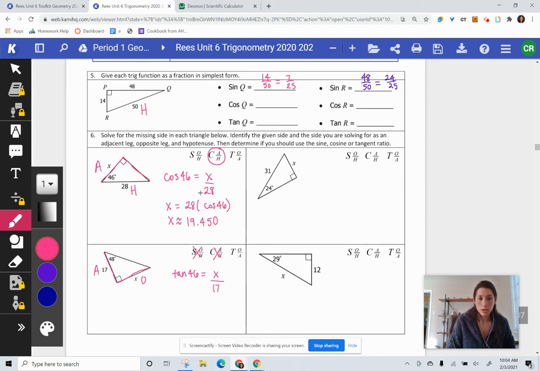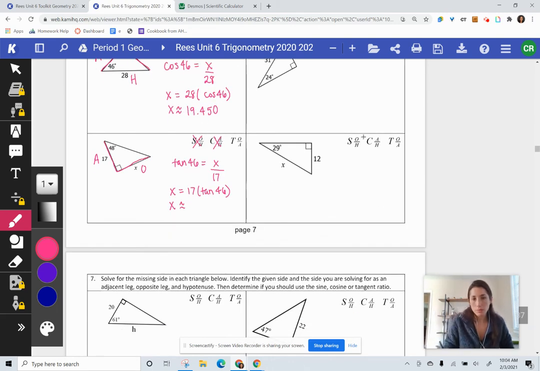You can do a cross product. X would multiply with 1, and then 17 multiplies with tan of 46. And then we would get an approximation for that, and I'll let you go ahead and type that into your calculator to get your approximation. And then I'll help you set up one more question.